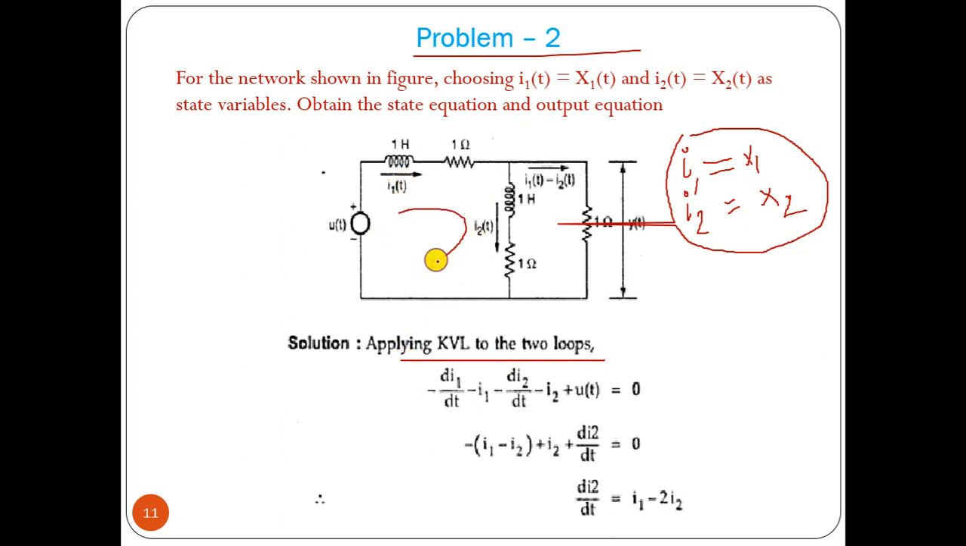Now from these two loops we can write the KVL. This is one loop, so what we can write: voltage drop, that is minus di1/dt minus I1 into 1, minus di2/dt, L value is 1, minus I2 drop into 1 plus u(t) equal to 0. It is the first equation.